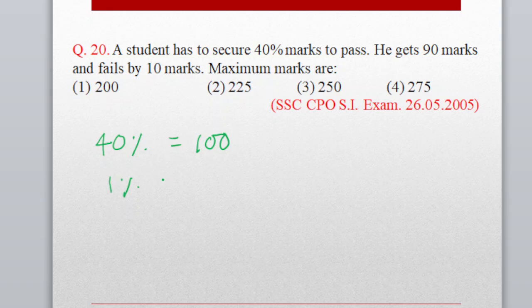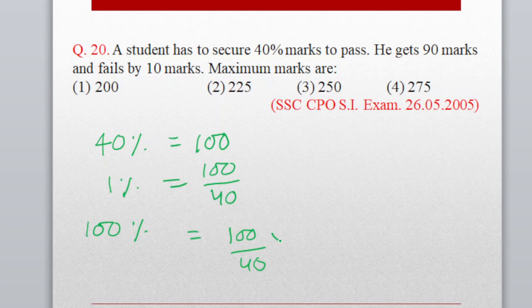1% is equal to 100 by 40 and maximum mark is 100%. So 100% is equal to 100 by 40 into 100. So after solving, we will get this is equal to 250. That means your option 3 is the right answer.